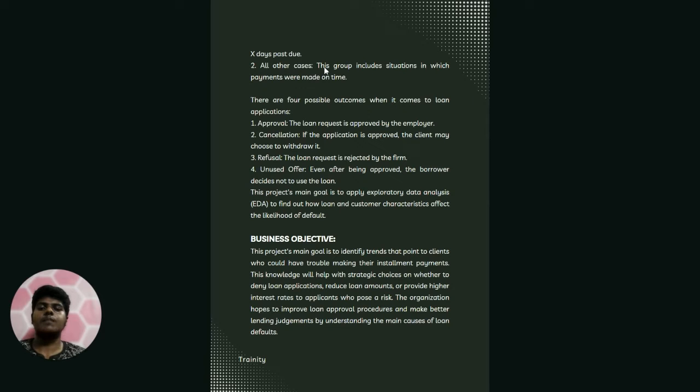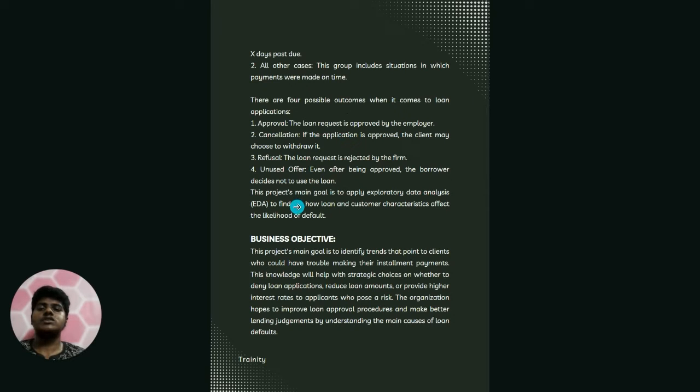The first one is approval. The company gives the green light and approves the loan application. The second one is cancellation. The customer decides to cancel the application during the approval process. The third one is refusal. The company decides to reject the loan application. And the fourth one is unused offer. The loan is approved, but the customer opts not to utilize it.